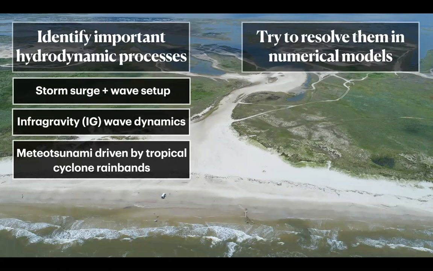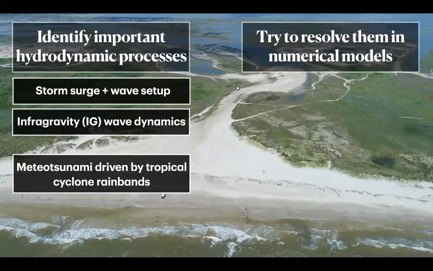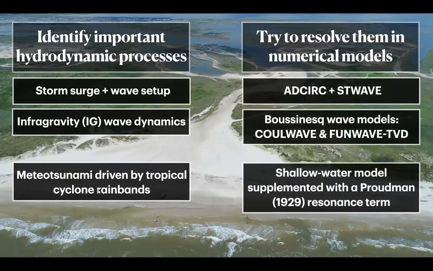I'm going to use field data to identify the important hydrodynamic processes during overwash. So namely how storm surge and wave setup can increase the mean water level and allow infragravity waves to propagate through a barrier island cut during overwash, as well as meteotsunami, or very low frequency oscillations, which we hypothesize are meteotsunami driven by tropical cyclone rain bands. I am then going to try to resolve these processes using several numerical models.